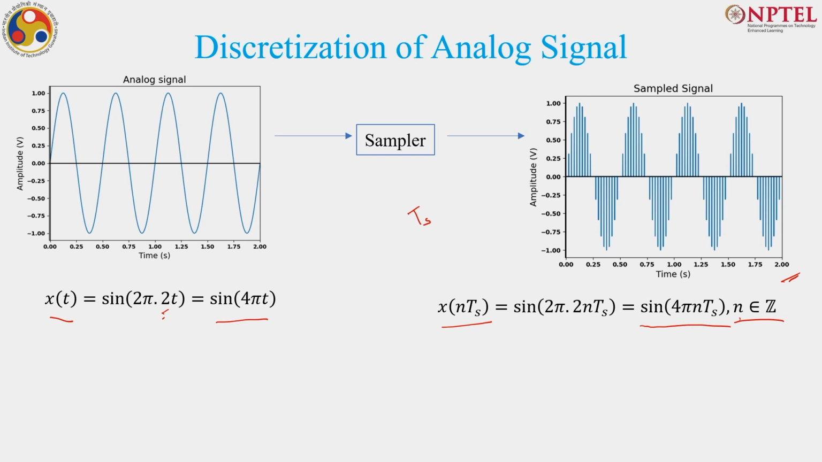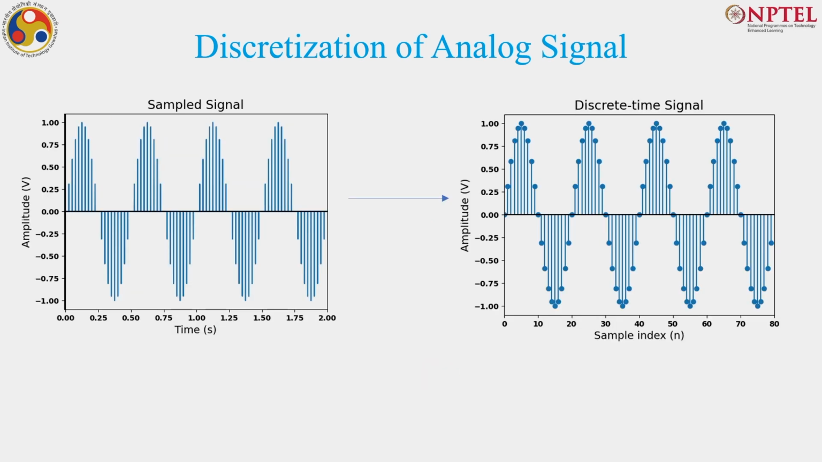Now, although I get a sampled version of the signal, my independent variable here is still time, because Ts has units of time. So, nTs will be in units of time. The next step is to remove this unit of time and convert the independent variable to the sample index, and I do this by replacing nTs with just n. Here I get the true discrete time representation of my analog signal.